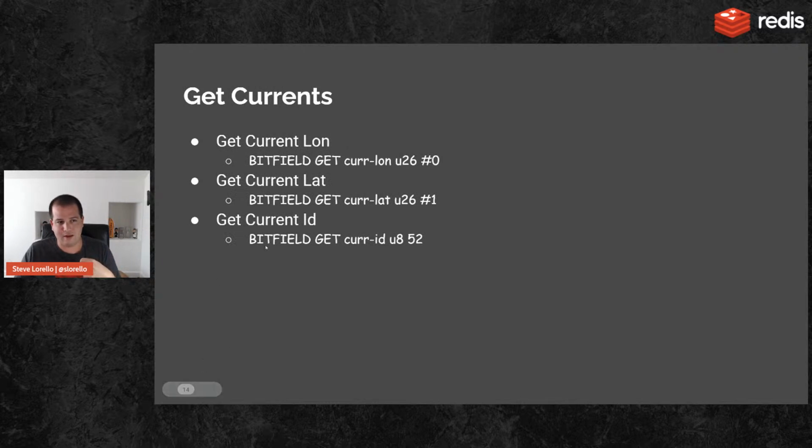So if we want to get the current longitude, if we stored it in there, we can pull out the current longitude by getting a U26 at number 0. The number in this case is the number of U26s you're going to go into the bitfield. Same thing with latitude. That's a number. So we're going 1 U26 in, and we're pulling out that U26. And then we can pull out the current ID with the U8 starting at 52.